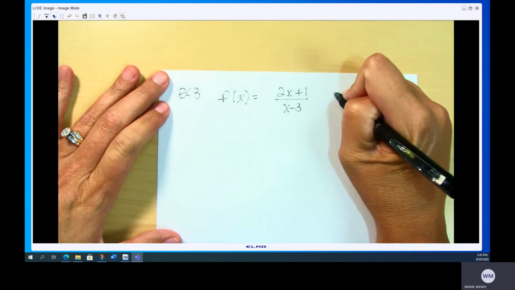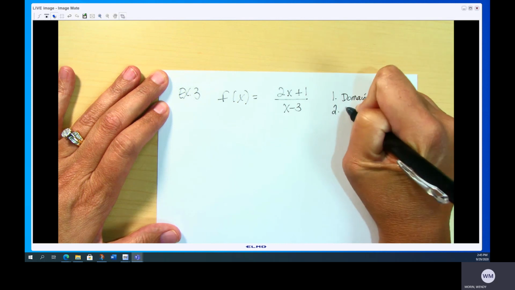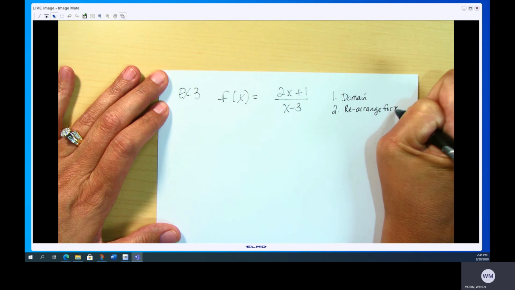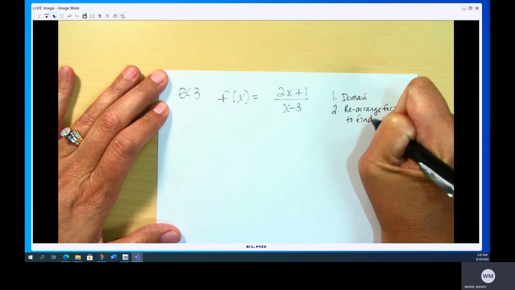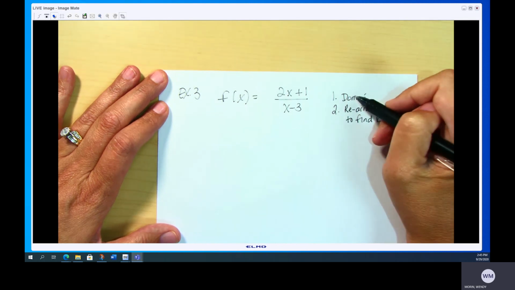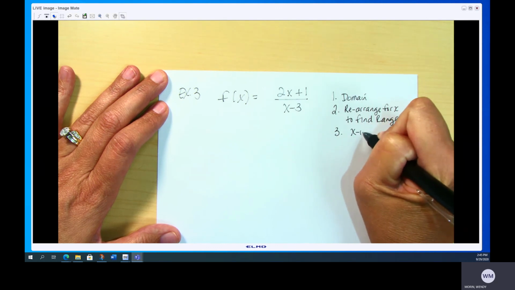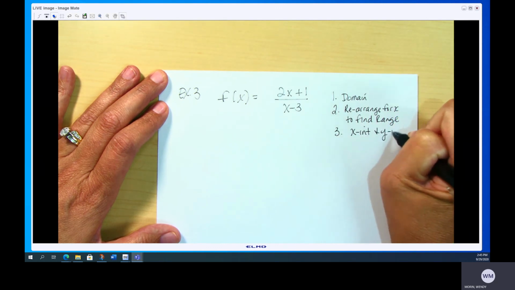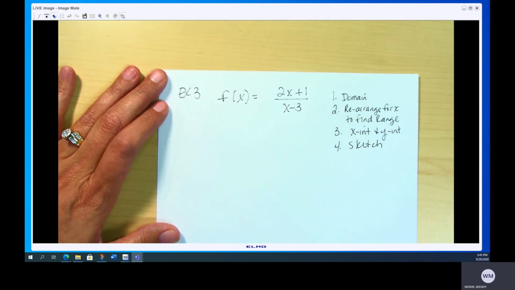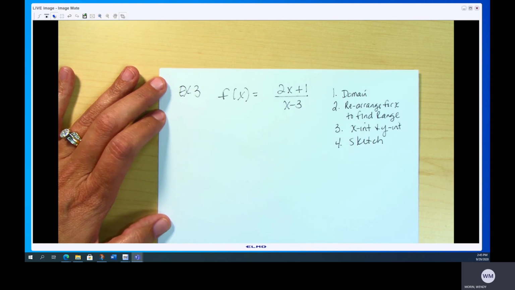So I'll write that down. Find the domain, rearrange for x to find range. Did I say range? Find the domain. Find the domain, find the range, find the x-intercept and the y-intercept, and sketch. Okay? Pause the video and practice.